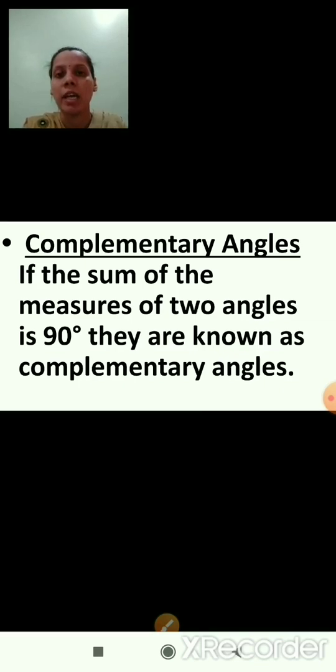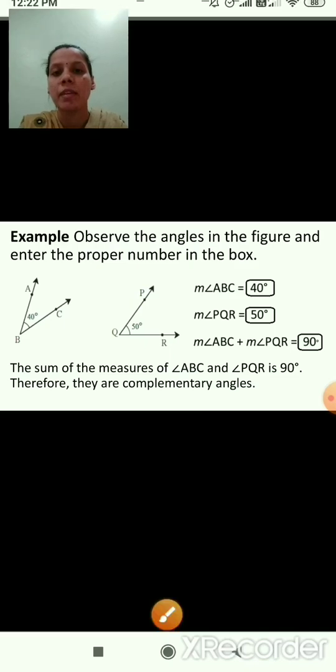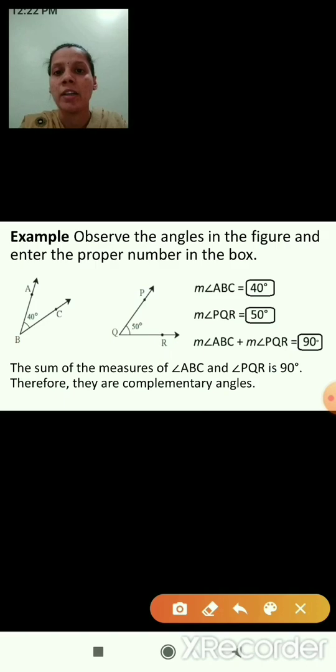Now we will see one example. Observe the angles in the figure and enter the proper number in the box. As you can see, there are two angles, angle ABC and angle PQR. First we will write down the measure of angle ABC. This is angle ABC.